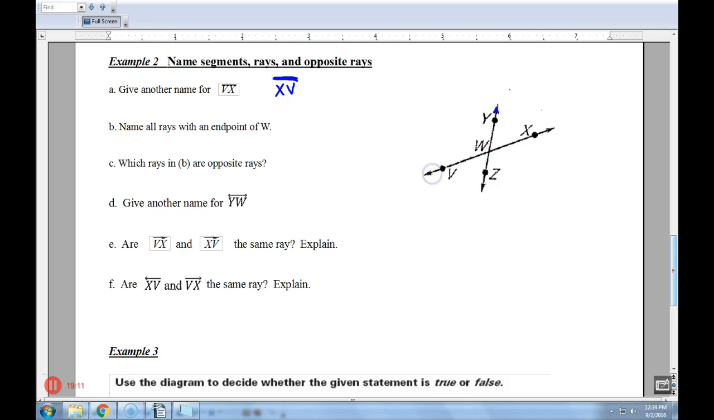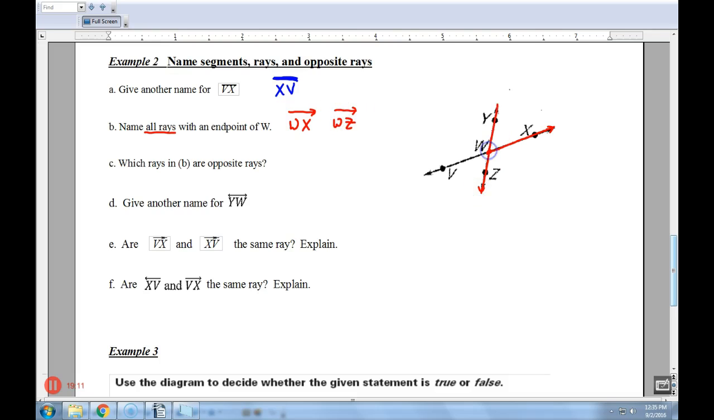Alright, part B. Name all rays. So we have to do all of them. Name all rays with an endpoint of W. Well, there's no point drawn here, but we know that they intersect right there, so I can draw my own point. But all rays with an endpoint of W, I think there's 4 of them. There's that one, WX. Notice my W's first because I have to put my endpoint first. There's WZ.